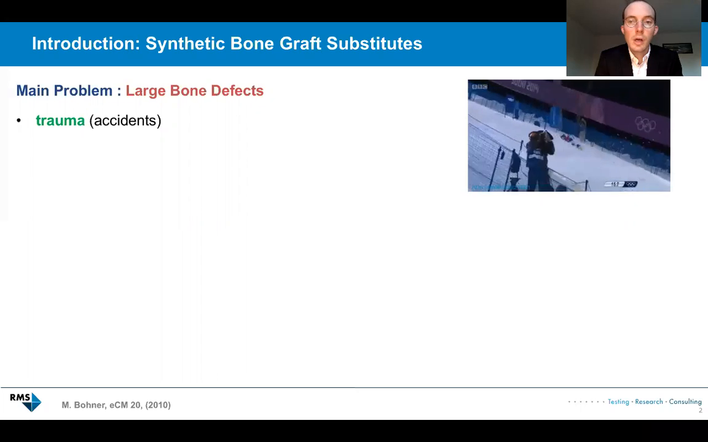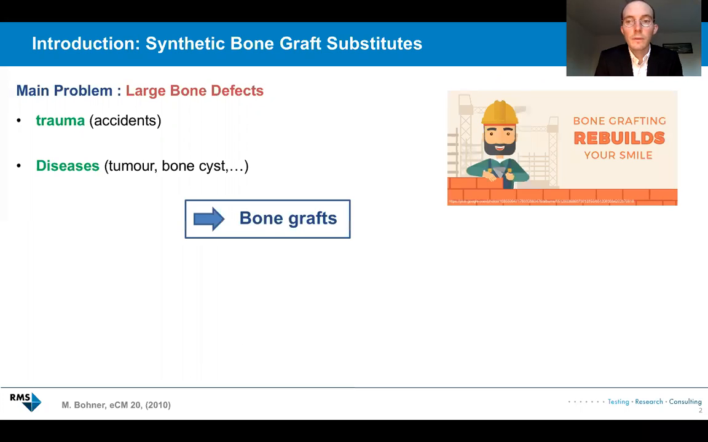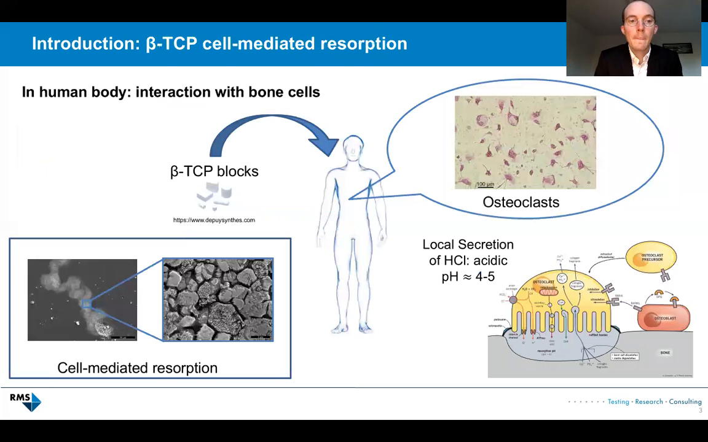So the main problem is if we have large bone defects because of a trauma, like this massive ski crash, or because of diseases such as tumor or bone cyst, the self-healing ability of bone will not be sufficient to repair such large defects, and consequently, we will need to use bone grafts. And especially among the synthetic bone grafts, the calcium phosphates are really promising materials because they have a very close chemical composition to the mineral part of bone.